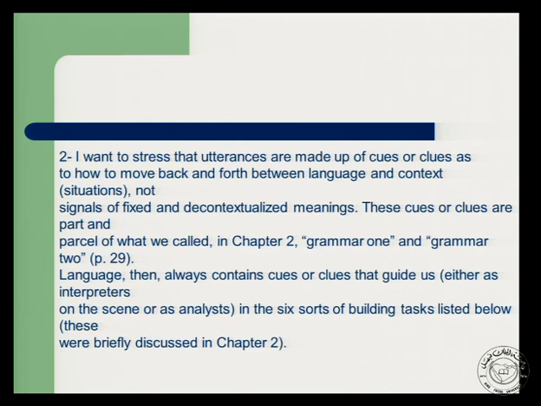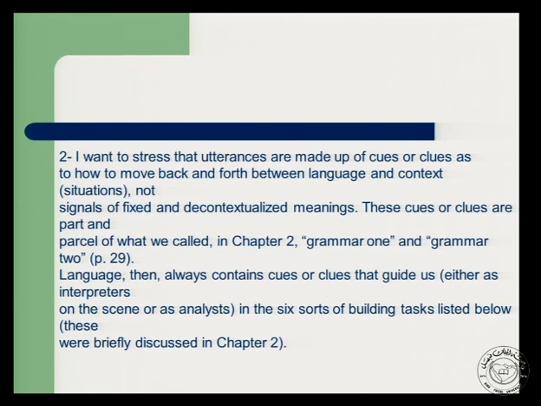These cues or clues are part and parcel of what we called in chapter 2, if you remember, grammar 1 and grammar 2. So if you deal with them as one package, you will find out that it has something to do with the grammar 1 and the grammar 2 that we have already covered. And grammar then always contains cues or clues that guide us in the 6 sorts of building tasks listed below. The 6 sorts of building tasks, the tasks that we are going now to cover, their definitions are very much important.